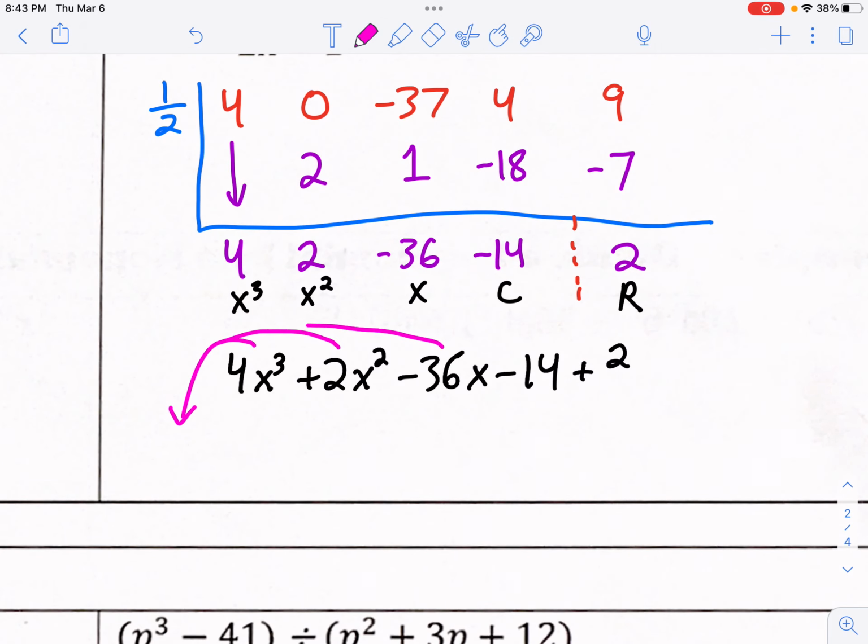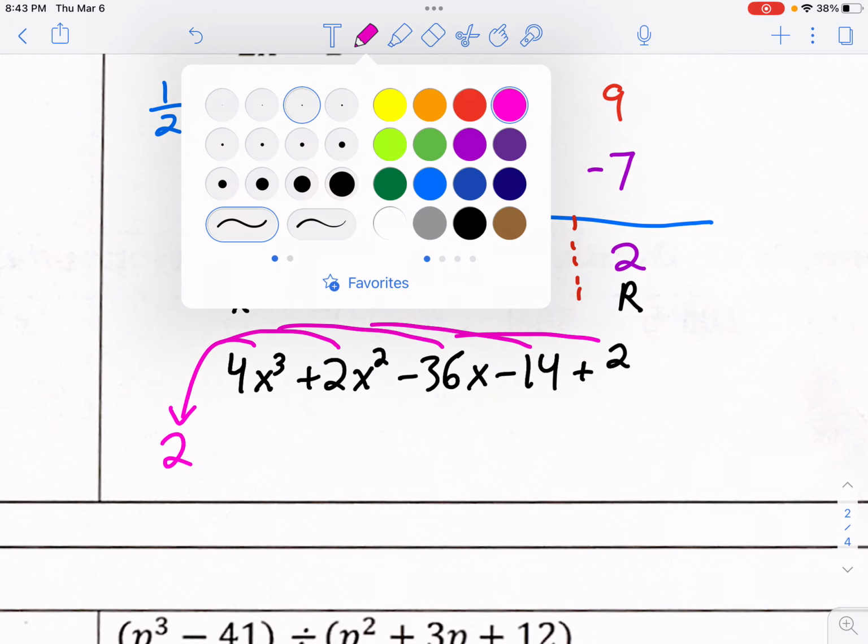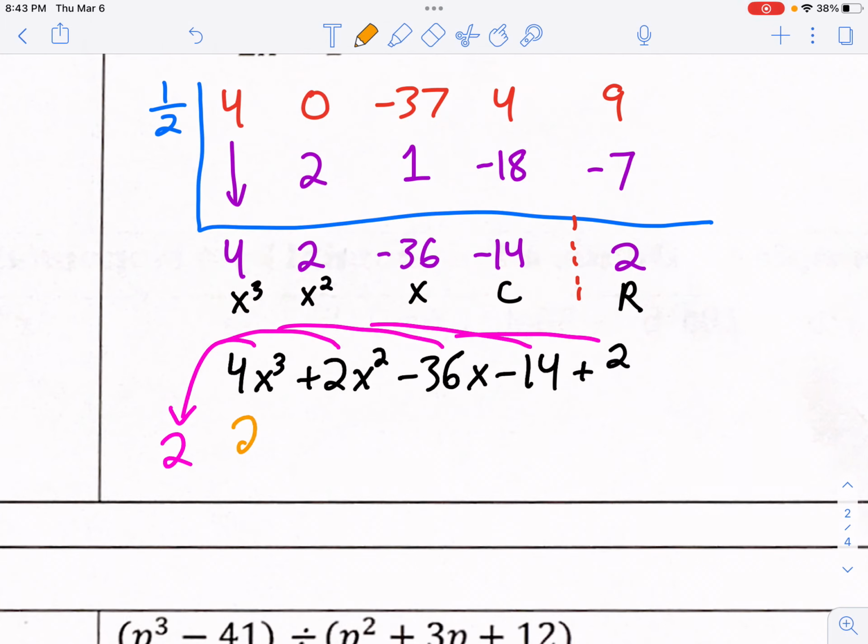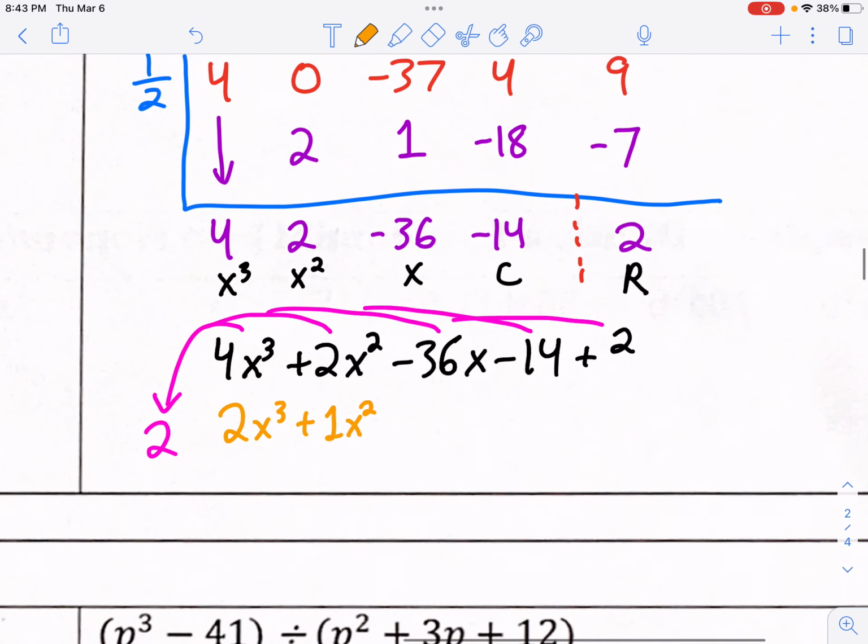And you should be noticing that these are all even numbers. So we know for sure if they're all even, we can take out a 2. All right. What we should then be left with is going to be 2x cubed plus 1x squared. Again, you don't have to write that 1. Minus 18x minus 7 plus 1.